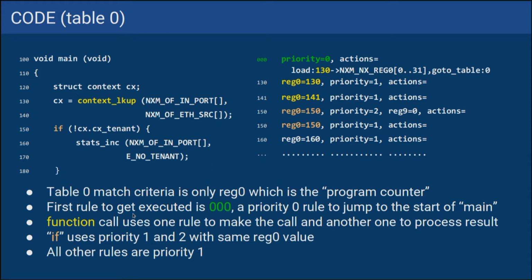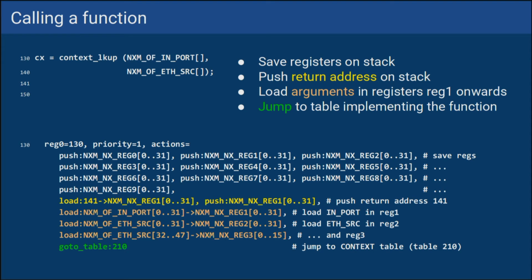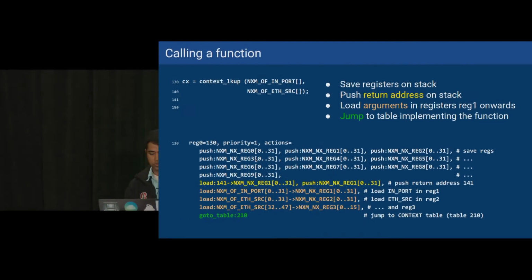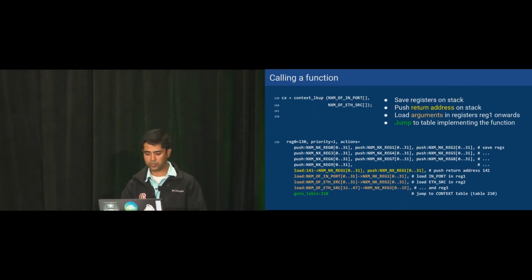We'll go over how the function calls are set up and how the conditional jump is executed. So how do we actually call a function? It is very much like how we do it in a regular programming language. You save all the registers on the stack, and then you push the return address on the stack. In this case, the return address is 141, the statement right after context lookup, that's the yellow thing.